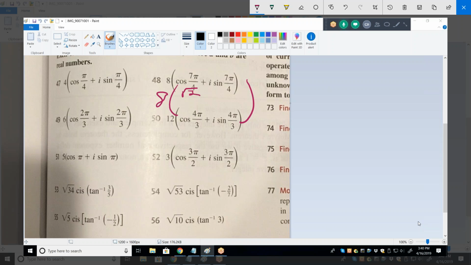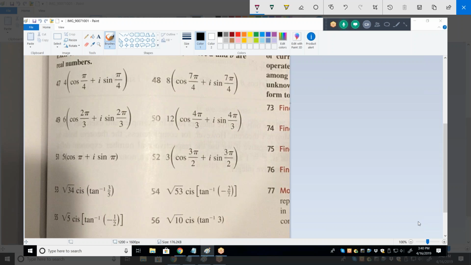Positive or negative? Positive. The sine of 7 pi over 4. Negative root 2 over 2. What's the final answer? So that's 4 root 2 minus 4 root 2i. Perfect. All right.